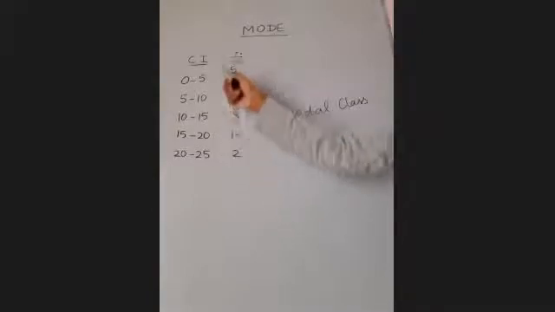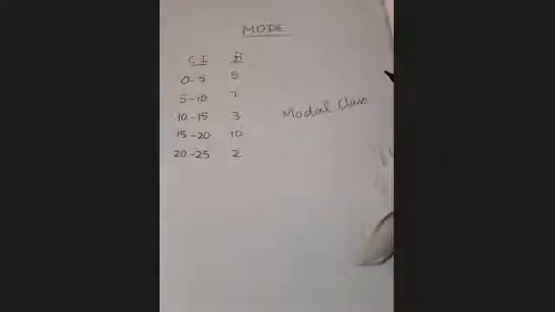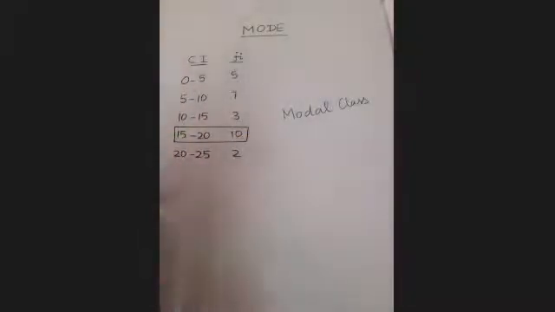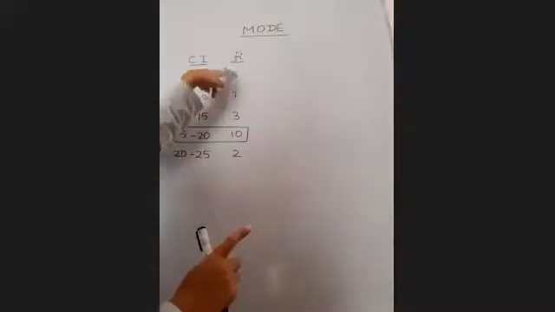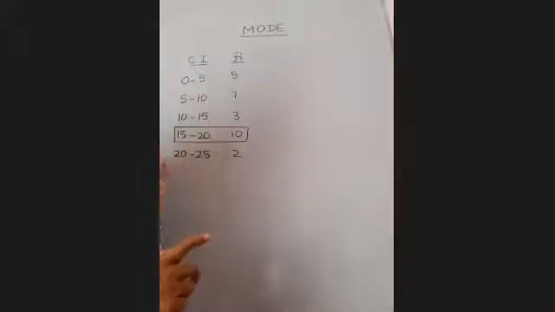In these 5 groups, which group has the highest number of entries? 15 to 20. So this 15 to 20 is your modal class. So first of all you have to figure out the modal class. No more entries to be done, no more table to be made. I am repeating, children, modal class is the class with the highest frequency. Any class whose frequency is highest is called modal class.